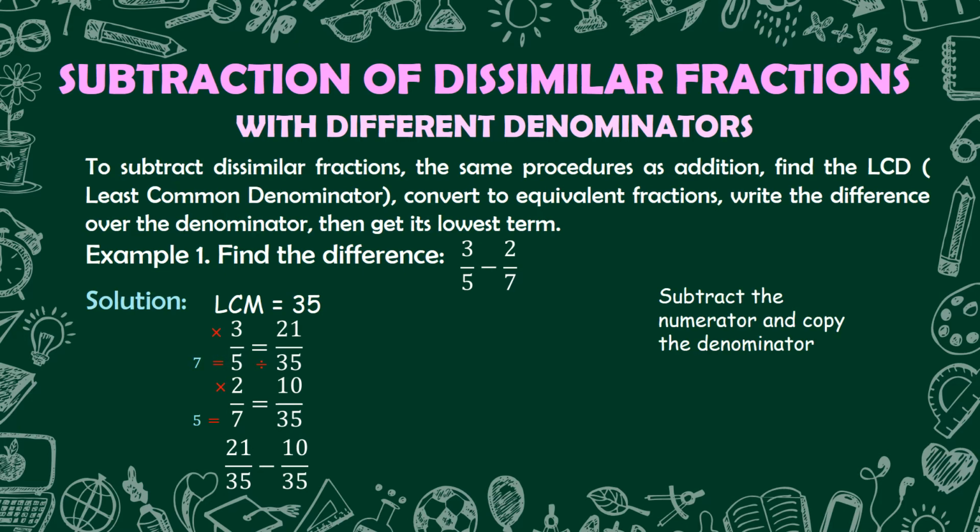Now, let's subtract the numerators and copy the denominator. So we have 21 minus 10 all over 35. 21 minus 10 is equal to 11, then copy over 35. Our final answer is 11 over 35 since we cannot reduce it anymore.